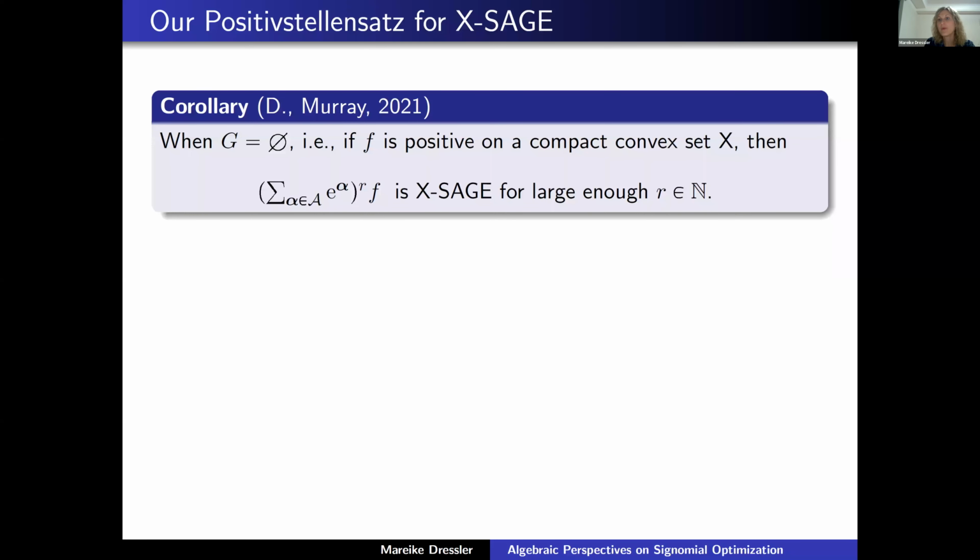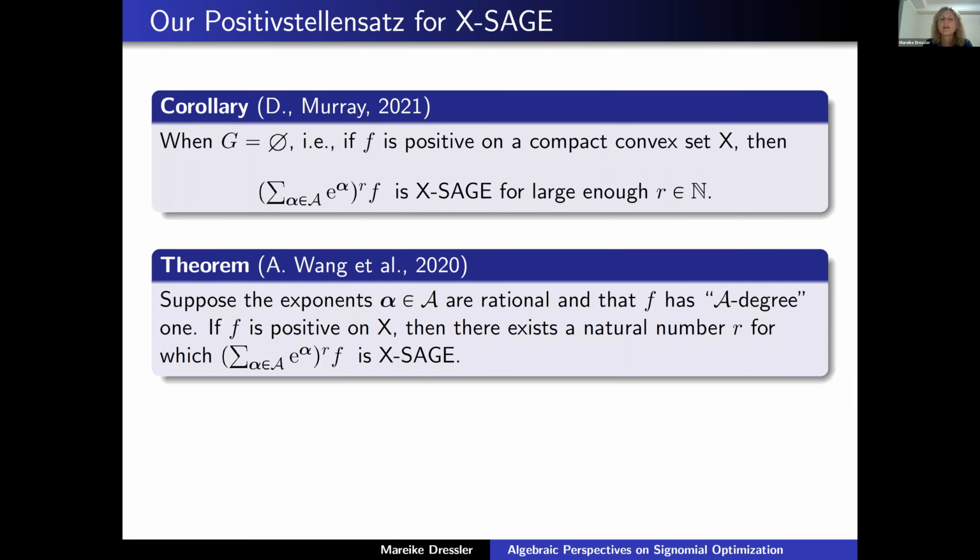And we can compare it again to another Positivstellensatz by Wang et al. Namely, they gave, shortly before us, also a Positivstellensatz, which, if we interpret it in the language of our Signomial and Signomial rings, reads as follows. Again, suppose that the exponents are rational and that F has degree 1, this is very important, then the Positivstellensatz otherwise reads the same.